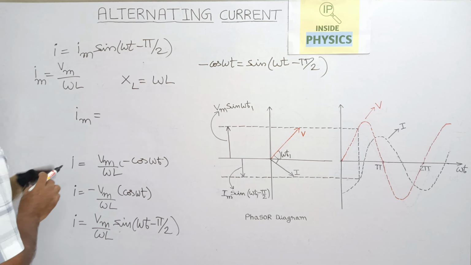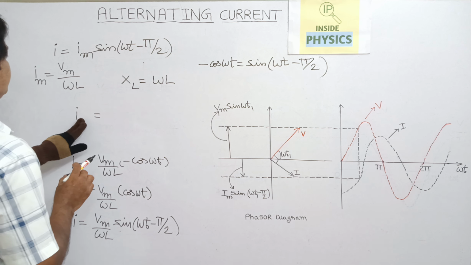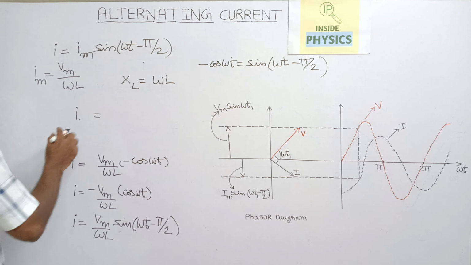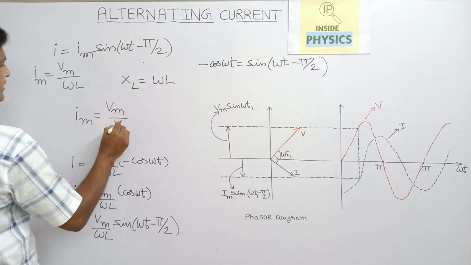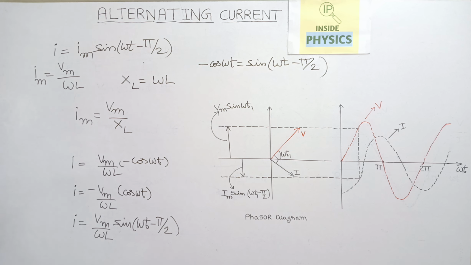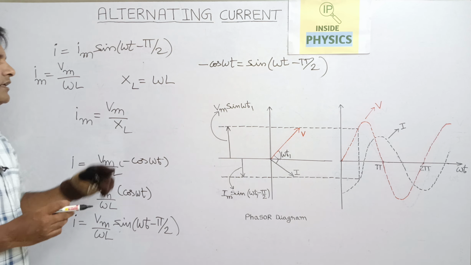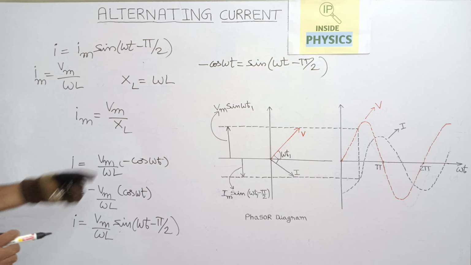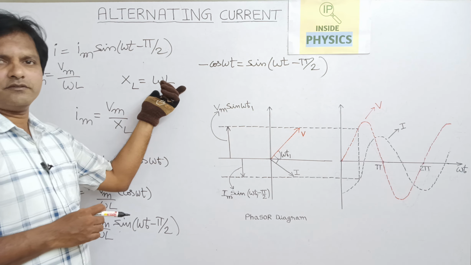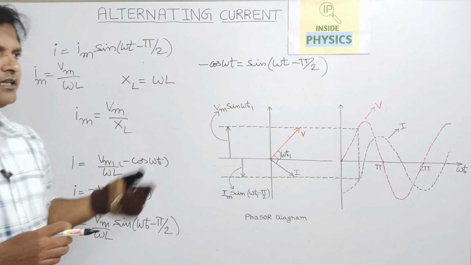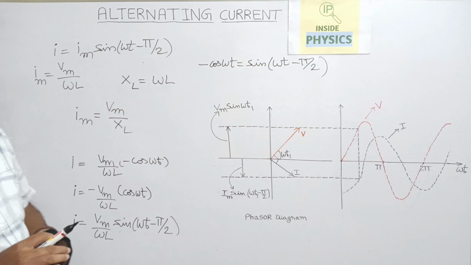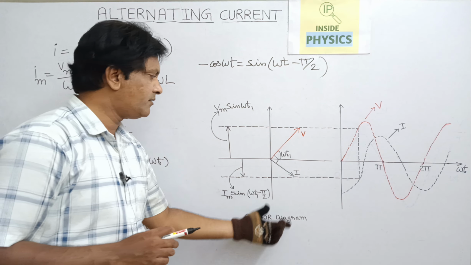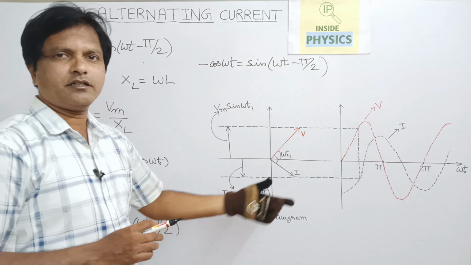Here, I = Im = Vm / XL, where XL is the inductive reactance. Because of this resistance, which is called inductive reactance, the current will be lagging behind the voltage. This is the phasor diagram representing the current and voltage.